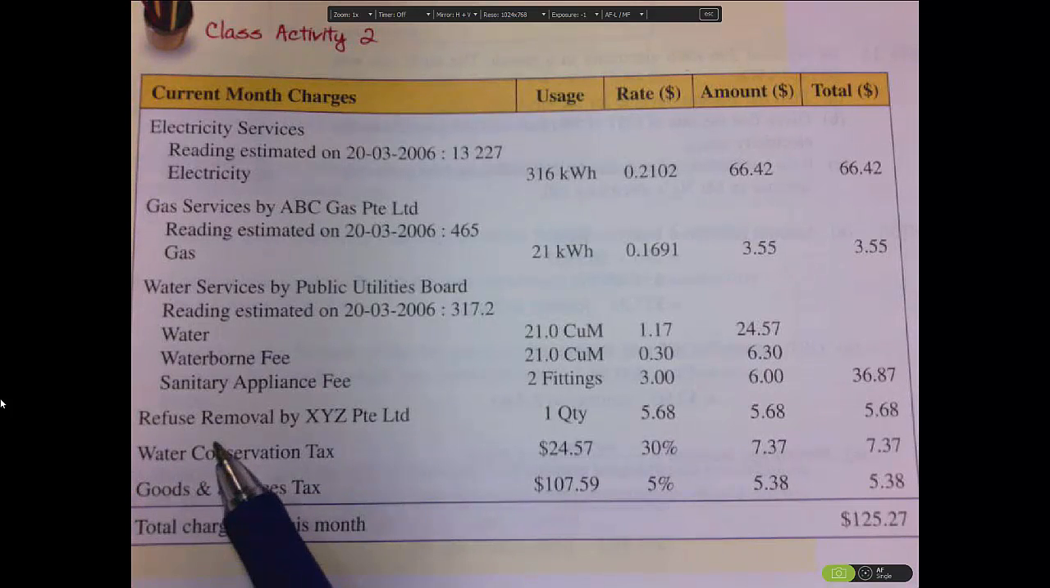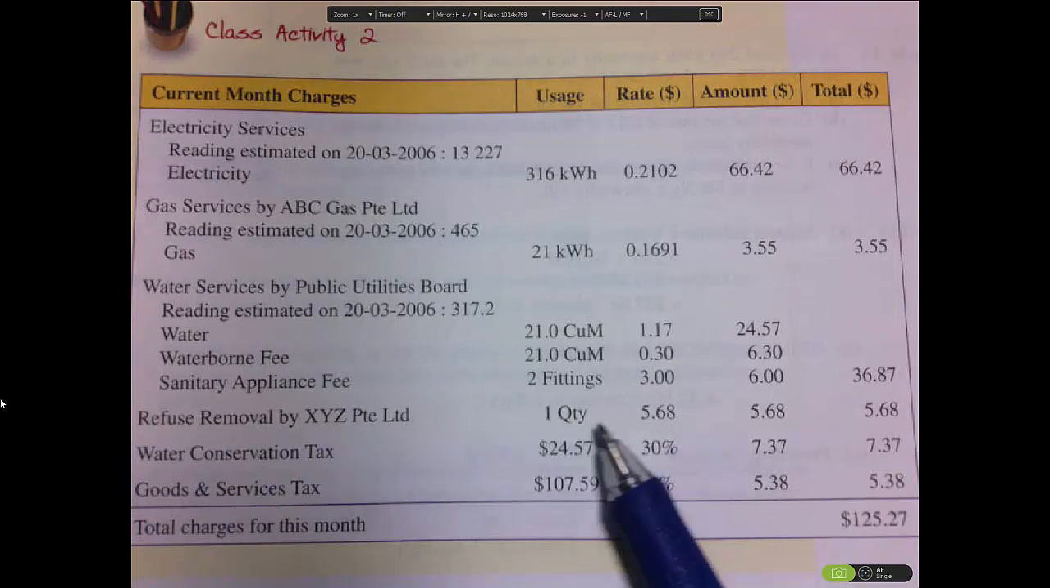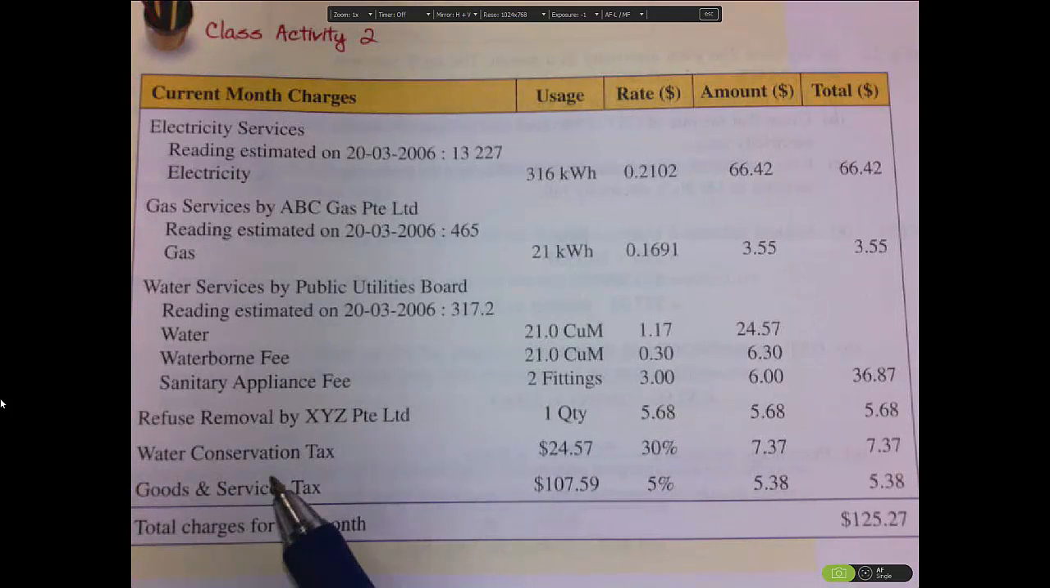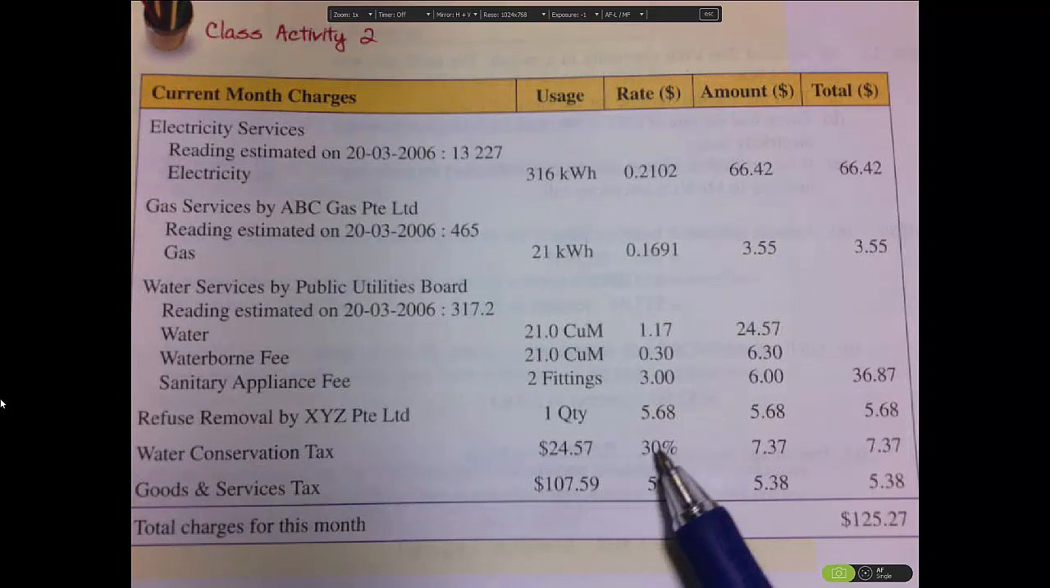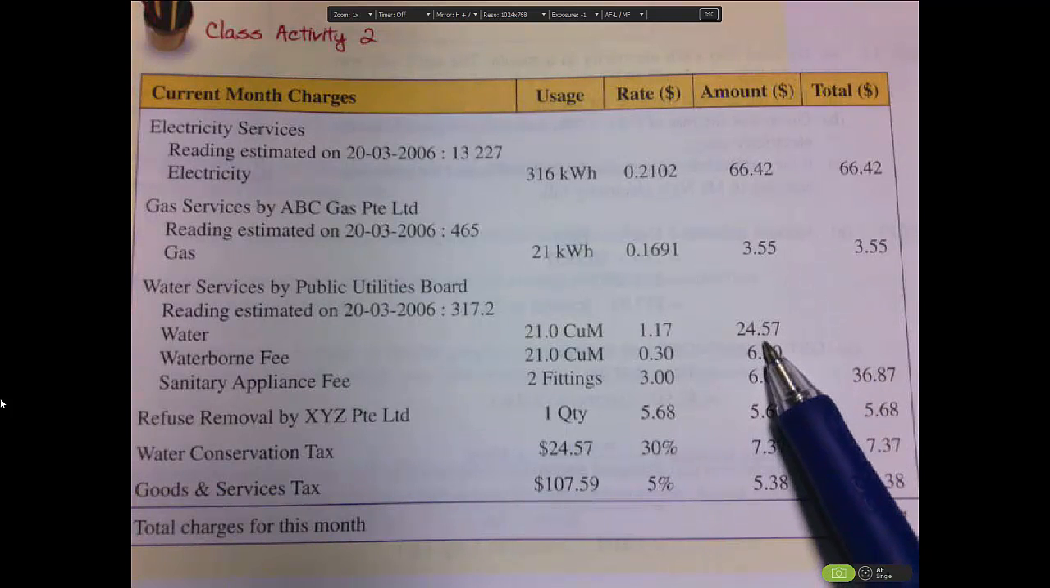And then there's the refuse removal, that is just one quantity, 5.68. Water conservation tax, 24.57 times 30%. This tax is at a fixed rate of the amount of water that you use.